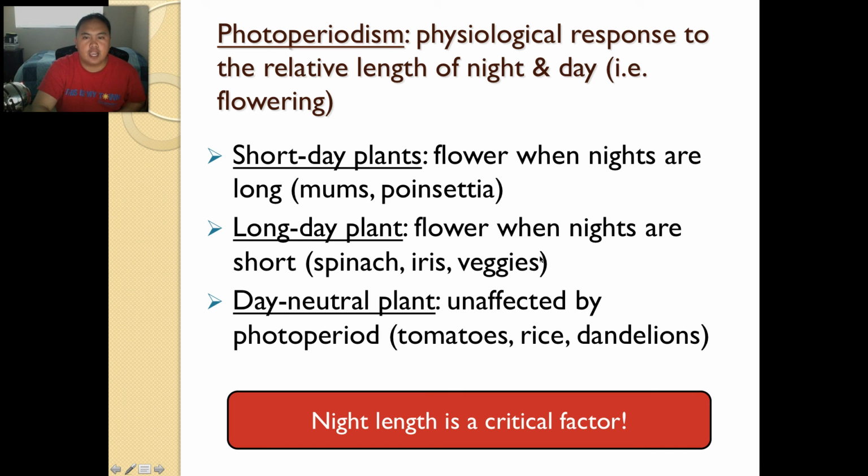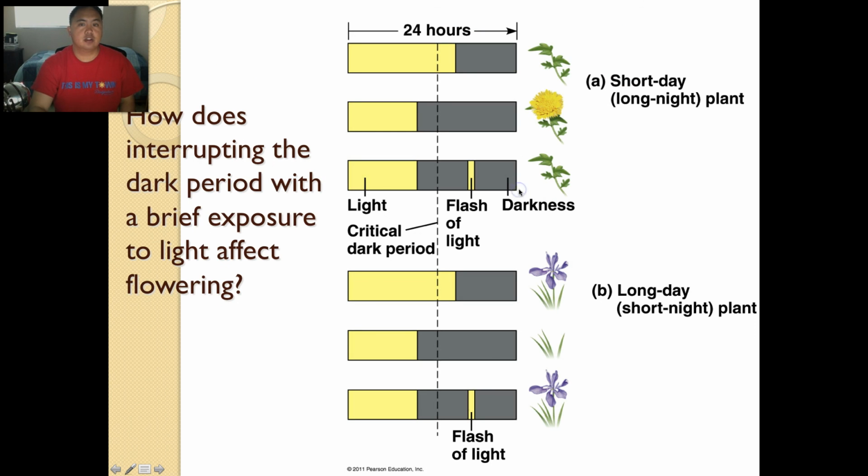So spinach, iris, and veggies, all the vegetable plants, they exist when the days are long. And there's day neutral, which are plants like tomatoes, rice, and dandelions, where it doesn't matter how long the day is. So however long the night is, that's the critical factor. So for example, if you mess it up, in a short day plant, if I have this much light and this much nighttime, the flower will not grow. If you have this much light and this much darkness, then a short day plant will flower.